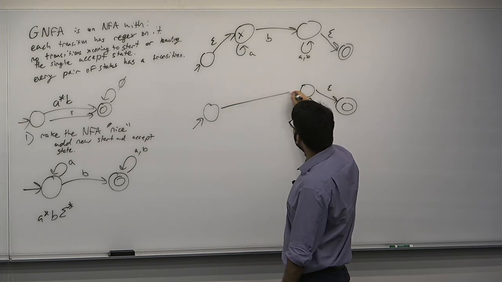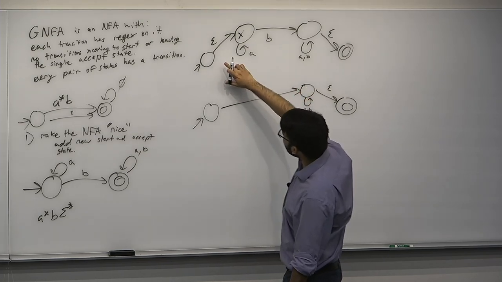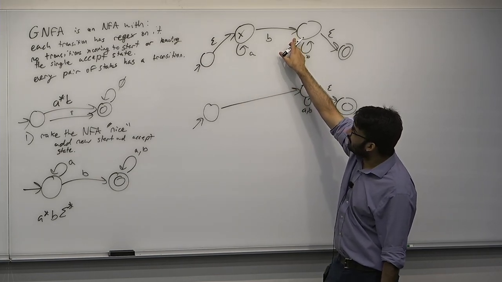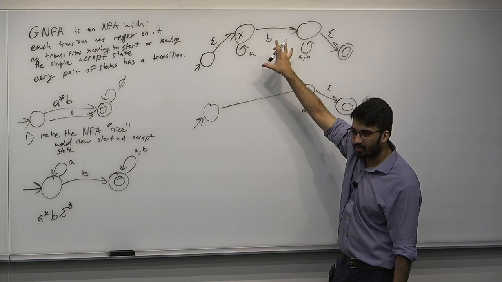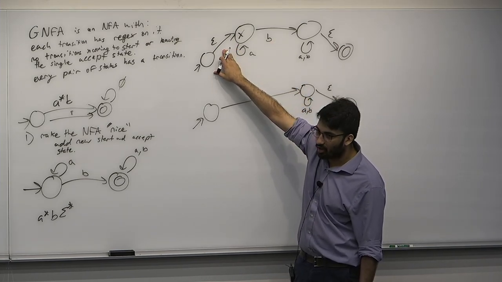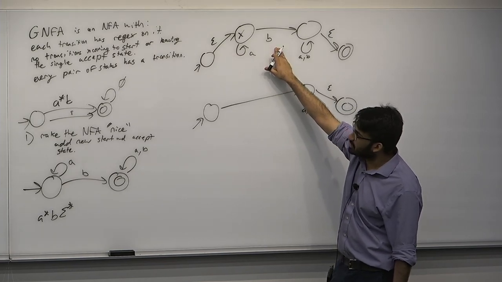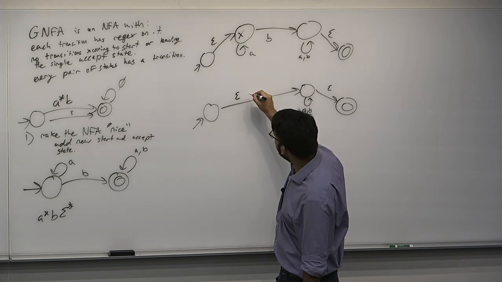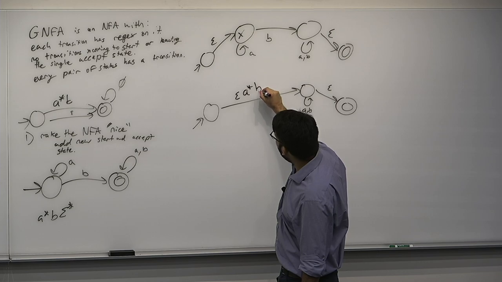We're going to do this, and then what's going to be here? Any transition that could go from here to here follows the subset here of the reject. So it can be epsilon, any number of A's, followed by a single B. Following our little method here, this is going to be epsilon, any number of A's, followed by a B, right?